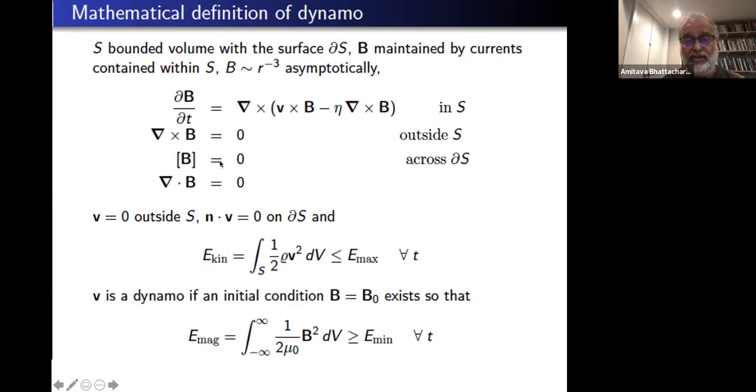The magnetic field jumps across the boundary, Maxwell's equation, del dot B equals 0. This actually comes by just integrating this over a box. V is 0 outside of S. Assume that n dot V equals 0 on the boundary.